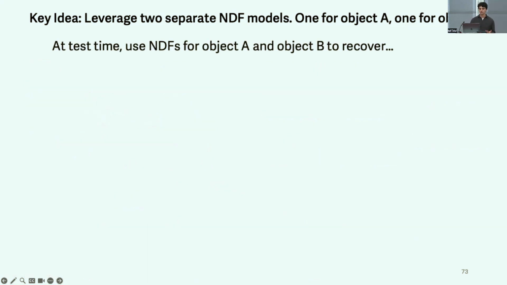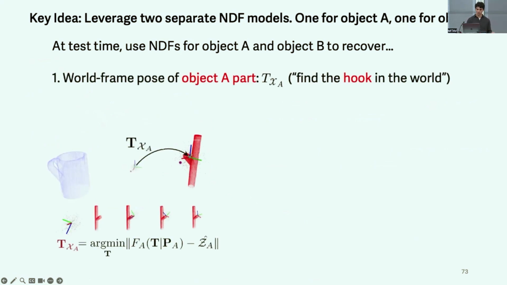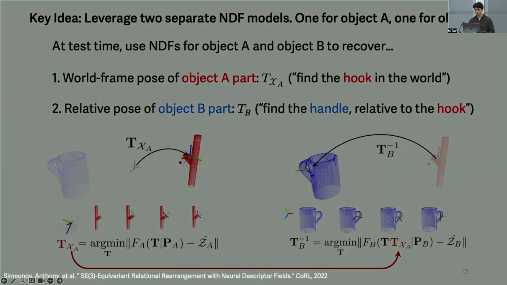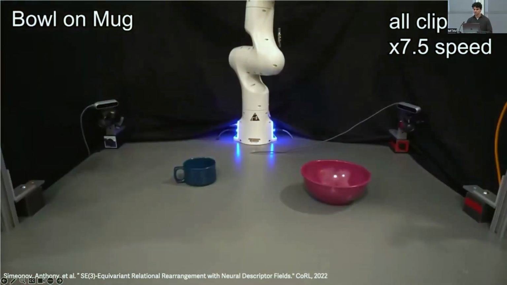At test time, we'll then use the first NDF to find the corresponding task-relevant part on the first object, and similarly find the relevant part on the second object, but now we can express that pose in step 2 relative to what we found in step 1. So that's what allows us to represent the relative transform that can align these two parts. Here's some more videos of results that this enables in the real world.